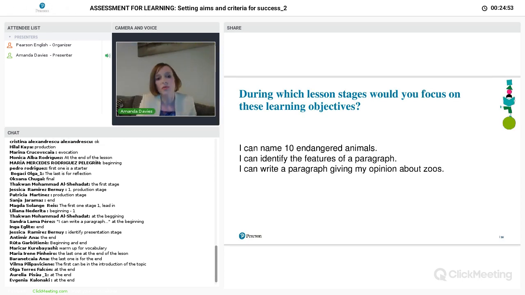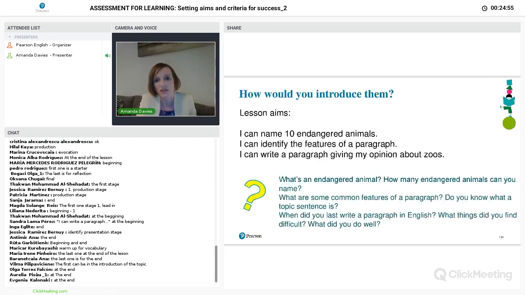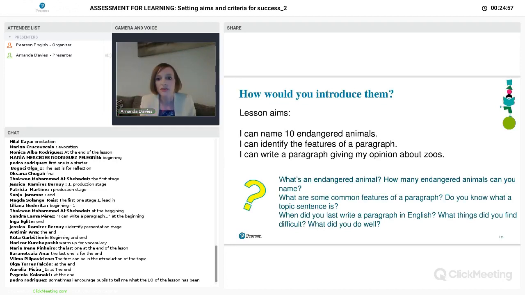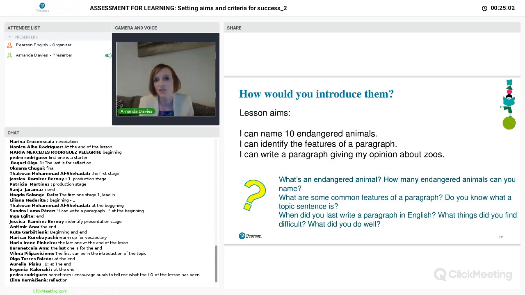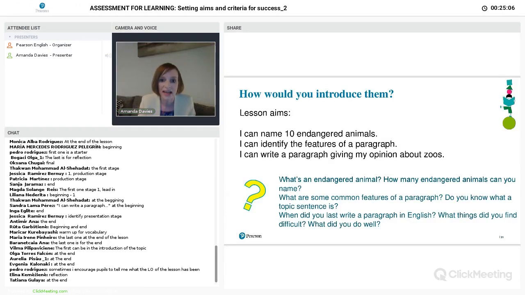And I usually write them on the board, or I project them if I've got a screen, and I give students some discussion questions, which depending on their level, they can do in English or in their mother tongue. It's fine either way, depends on their level. But I would challenge students to tell me, discuss and share their ideas, what they already know. So they could reassure, explain to each other, check with each other, is an endangered animal, how many can you name? So I had 10 in mind, and it turned out they knew some of them.